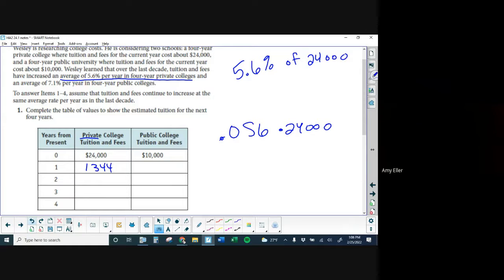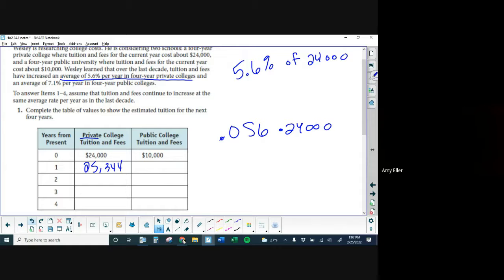So the first year, to begin, it's 24,000. The next year it's only 1,300. That can't be right. What is that number? That's the amount that was added. So I'm going to have to take that amount and add 24,000. So I get what? 25 what? 344.